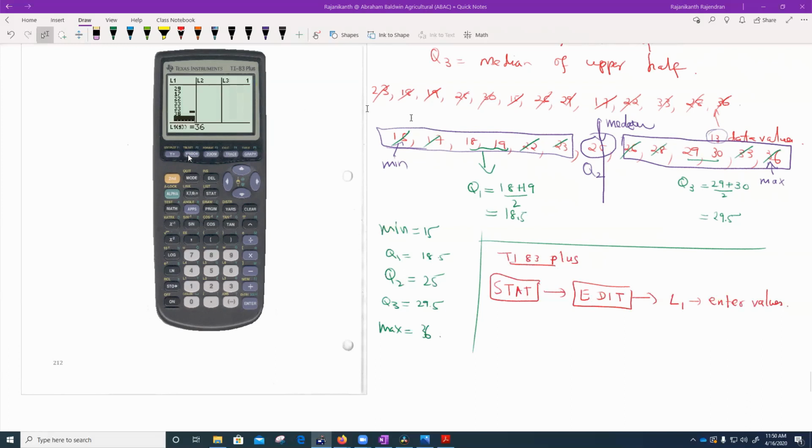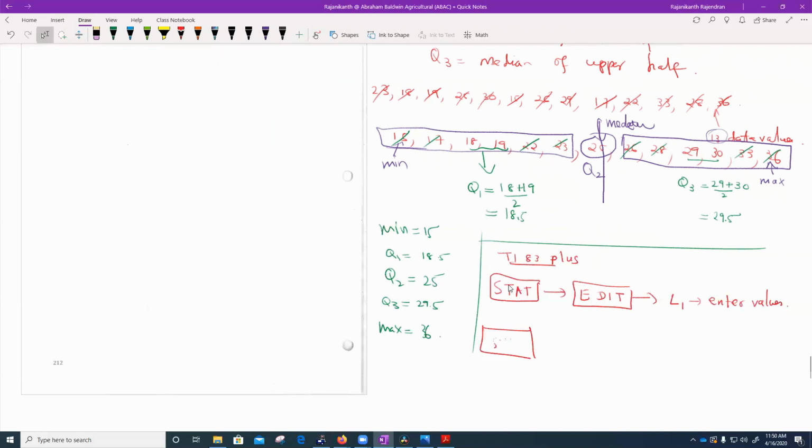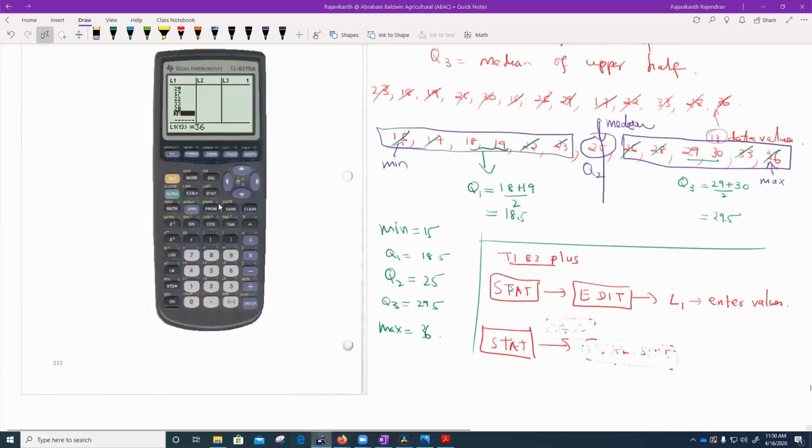After entering all, go to stats a second time. Now go to one var stat. Do you see this option in your calculator? Oh, I think you have to go to calc, then one var stats. Okay, let me check. I'm going again to stats, calc. Okay, you see number 1, one var stats. Number 1, right? Enter that.